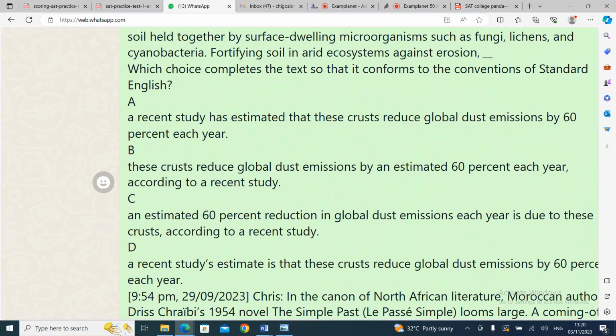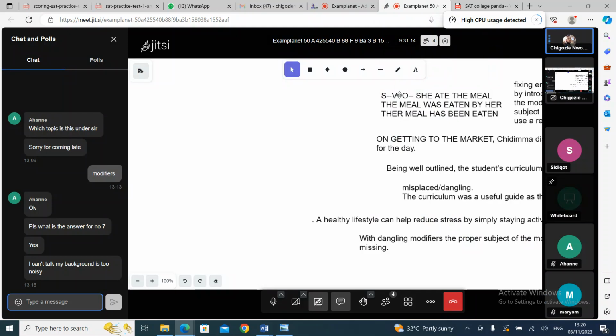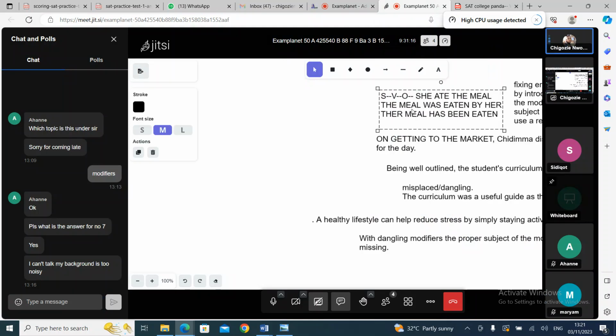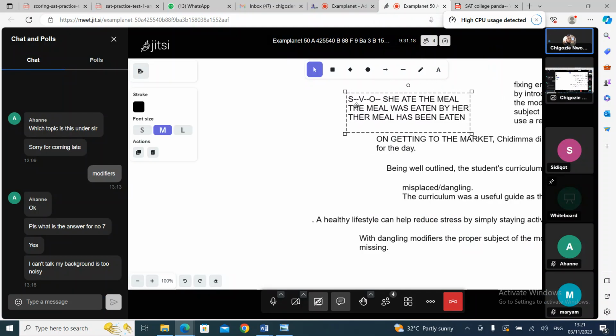A recent study has estimated that these crops reduce global dust emission by 60% each year. These crops reduce global dust emission. You see what's happening? The same kind of expression, but they are making some active and some passive, by putting the subject in the subject place in some, or the object in the subject place in others. See the note we took earlier in the class on how to tell active sentences. They come in this form: there should be a subject, a verb, and an object.